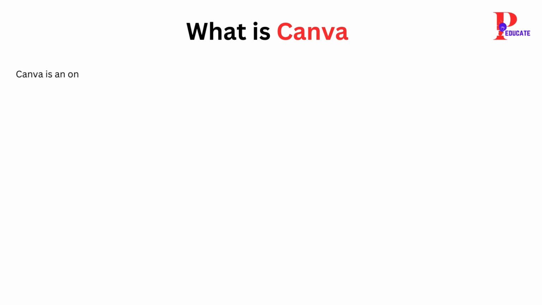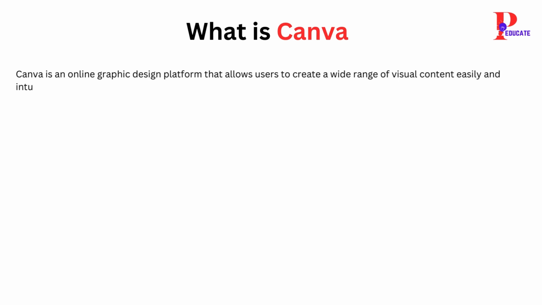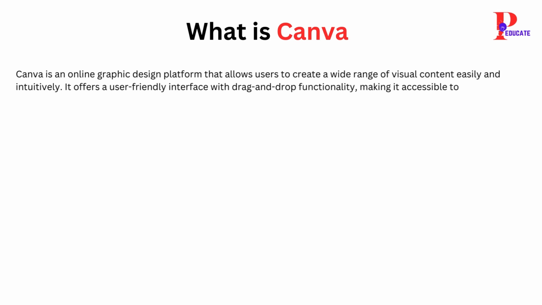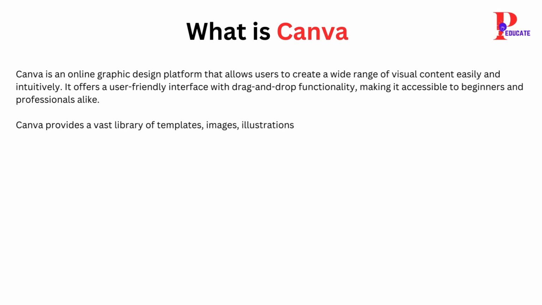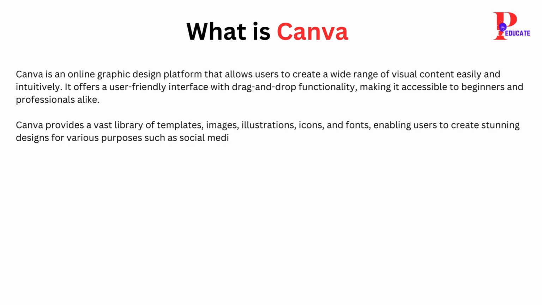What is Canva? Canva is an online graphic design platform that allows users to create a wide range of visual content easily and intuitively. It offers a user-friendly interface with drag and drop functionality, making it accessible to beginners and professionals alike. Canva provides a vast library of templates, images, illustrations, icons, and fonts, enabling users to create stunning designs for various purposes such as social media graphics, presentations, posters, invitations, and more.